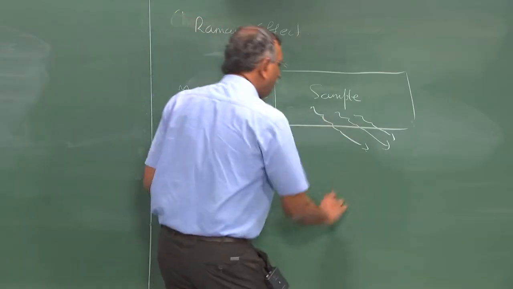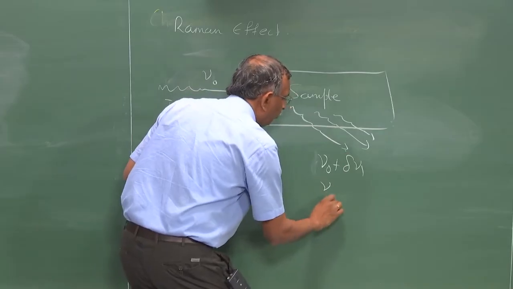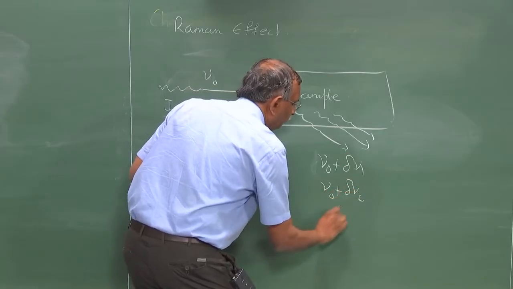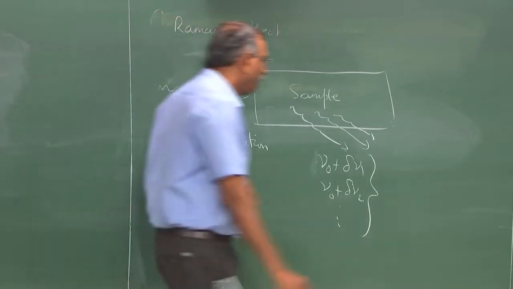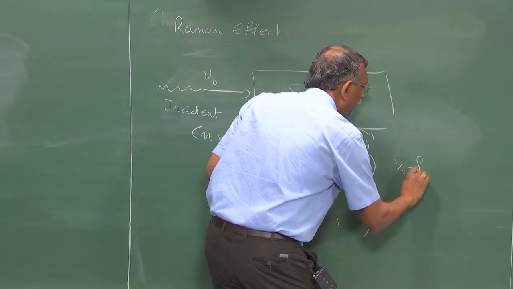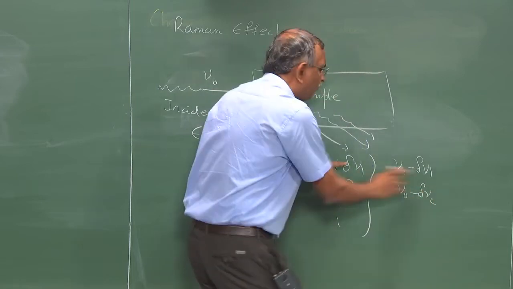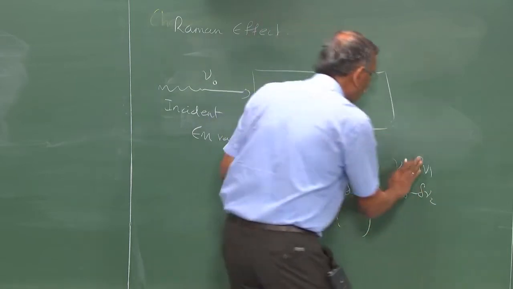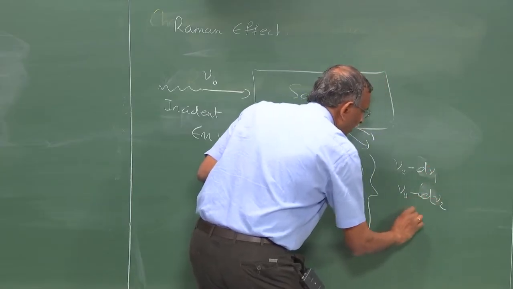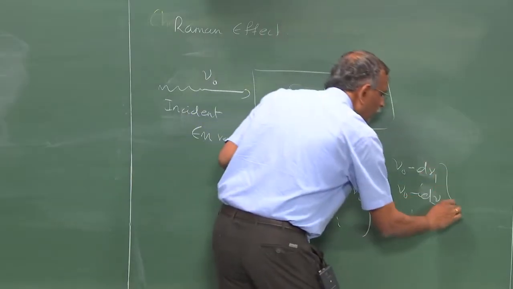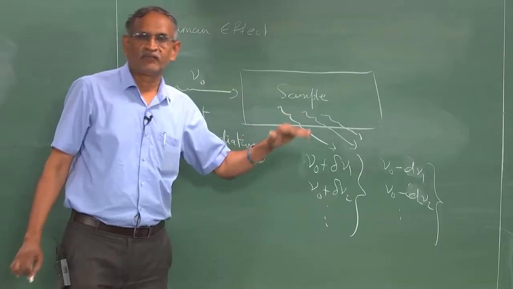but the scattered light seems to have nu 0 plus delta nu 1, nu 0 plus delta nu 2. There is a whole series of frequencies of radiation which are emitted, as well as nu 0 minus delta nu 1, nu 0 minus delta nu 2. It is not the same delta, some value. If you want, you write it as d nu 1, and if you want to make it different, d nu 2, and so on. So there is also another group of frequencies which are seen in the light that gets scattered.